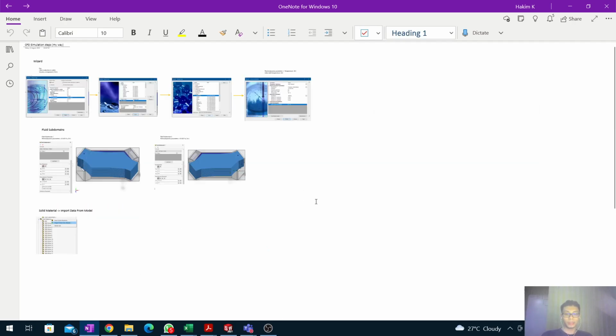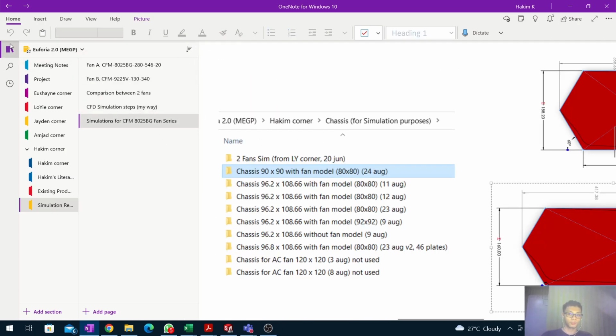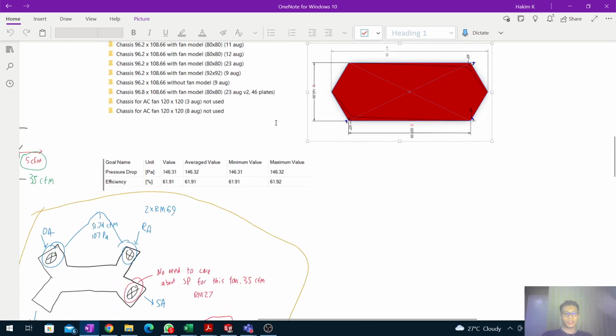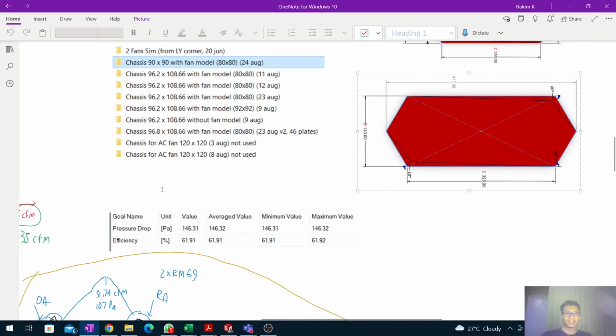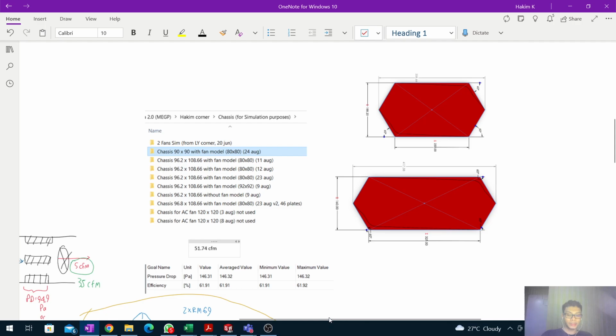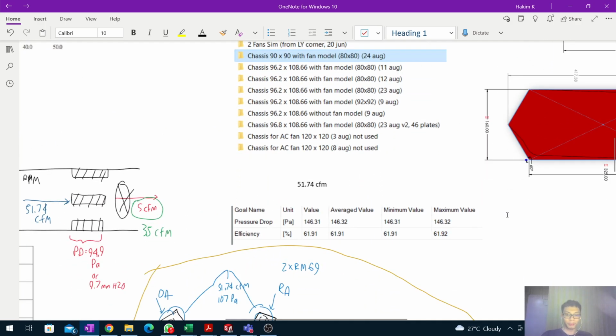And also I reduced the number of plates from 46 plates to 44 plates. And the result I get is even worse. This is the result for 51.74 CFM. And as you notice, initially our pressure drop is only 94 Pascal and our efficiency is 62%. This is our original.